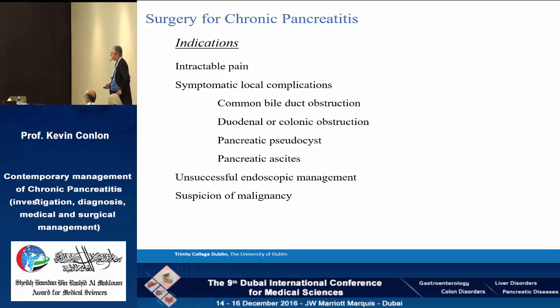I suppose intractable pain, symptomatic local complications like common bile duct obstruction, duodenal obstruction, pancreatic pseudocyst, or pancreatic ascites. Now, many of these can be dealt with, as I said, endoscopically, on successful endoscopic management, and I will deal at the very end with the suspicion of malignancy. So the question I have struggled with is, when do we operate? Do we operate early or late?